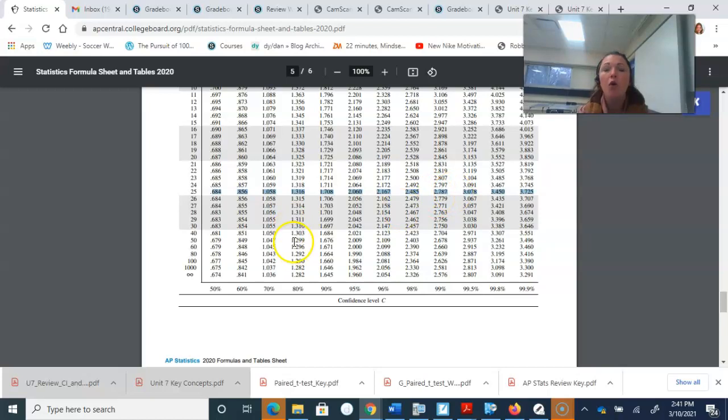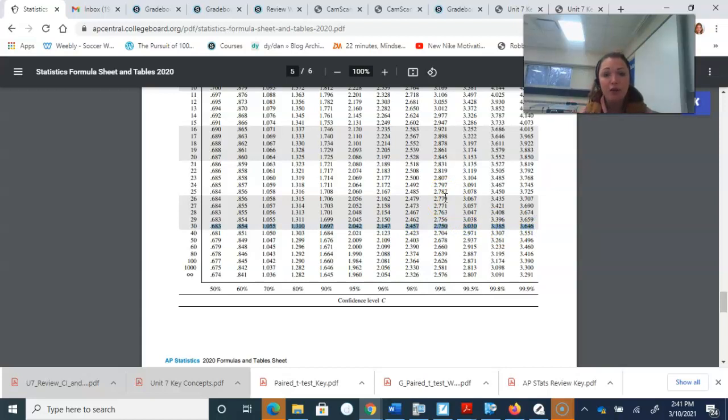Okay. Remember, if your degrees of freedom are not on this chart, for example, if your sample size is 40, your degrees of freedom are 39. You need to round down then to find your T star. So you would go to 30 and you'd get your T star there. I'm going to repeat that.